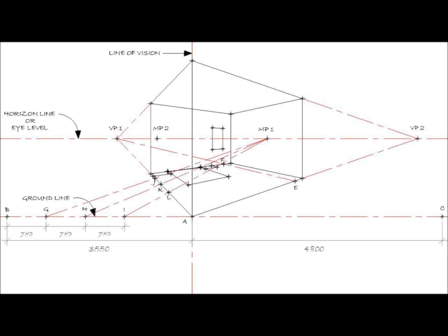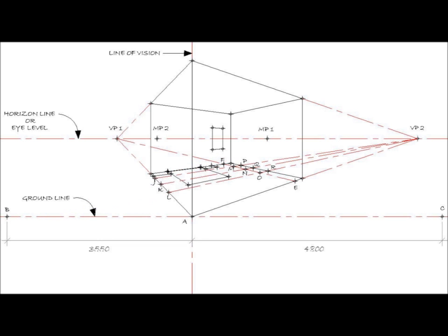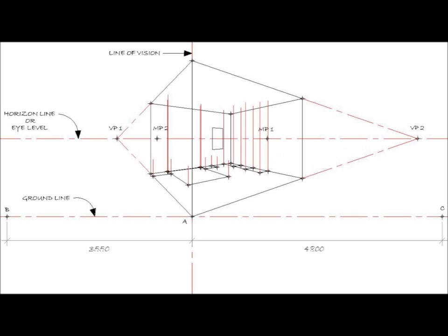Now for the three components of the wardrobe, we mark points G, H and I at 750 each from B and transfer them to measuring point 1 to get J, K and L. Joining J, K and L to vanishing point 2 will give you M, N, O, P, Q and R. This completes all the furniture in plan on the floor plate. Now we draw out verticals from all the vertices that we obtained on the floor plate.